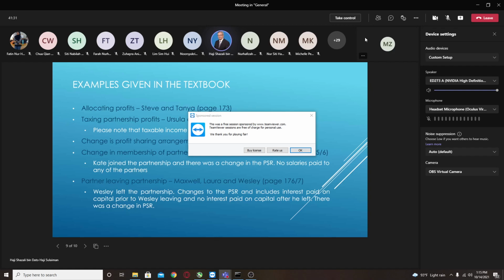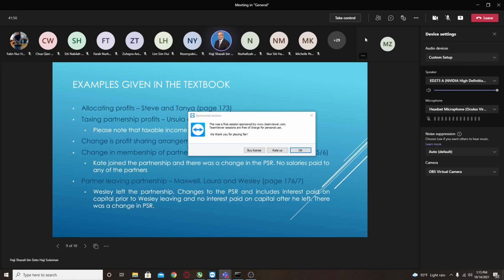There's no salaries, only profit share. So the profit share was split 2-1, and then after 1st June, the profit was split 50, 25, 25. Okay, so then based on the profit allocation of 72,000, you split for the first 5 months, and then you split for the next 7 months.